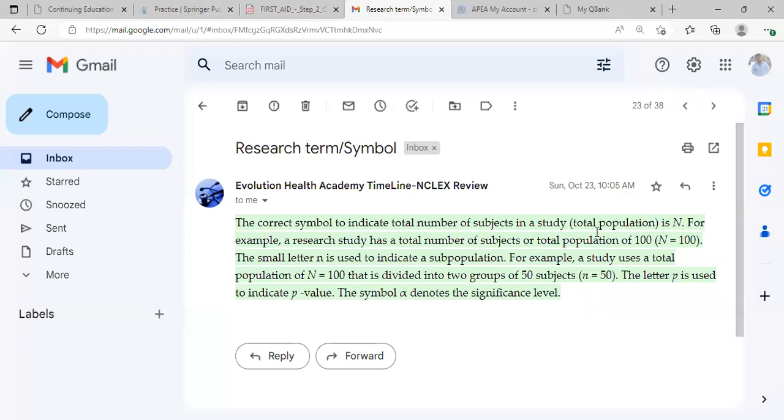Okay. So it is the question or information about research, or evidence-based practice.